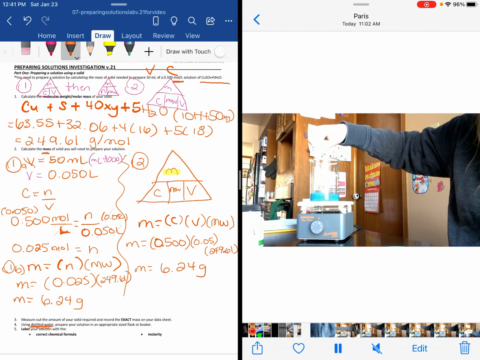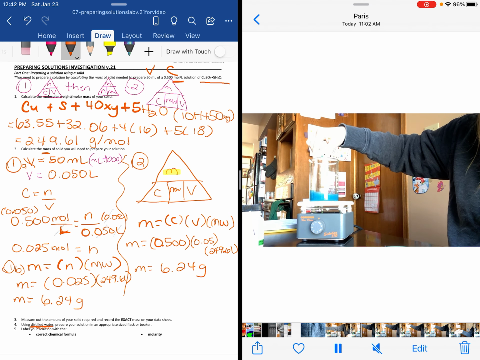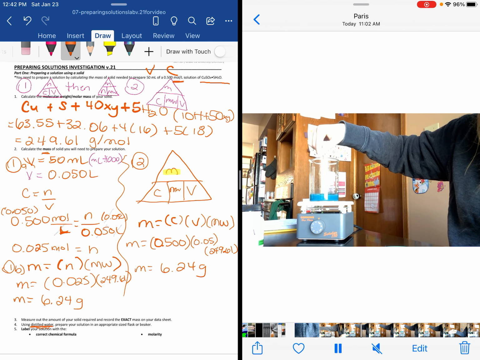So I'm stirring to get it to dissolve. And now you can really see the nice blue color of the solution. So if we were in class, I would ask you to make the solution, and I would mark your solution, like you would keep it, you wouldn't throw it away. So it says number 4, use distilled water, prepare your solution.